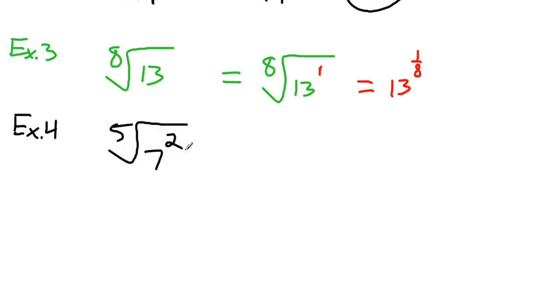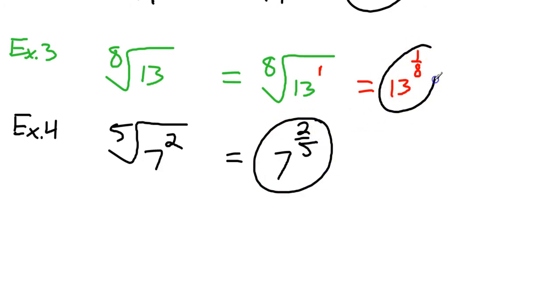Let's do the 5th root of 7 to the 2nd power. So you've got 7 to the 2/5. And that would be as far as you go. So the biggest thing on this section, in the very first few problems that you get, they're not asking you to do anything to it, just simply rewrite it. And on the flip side of it, they're going to make you go the other direction.